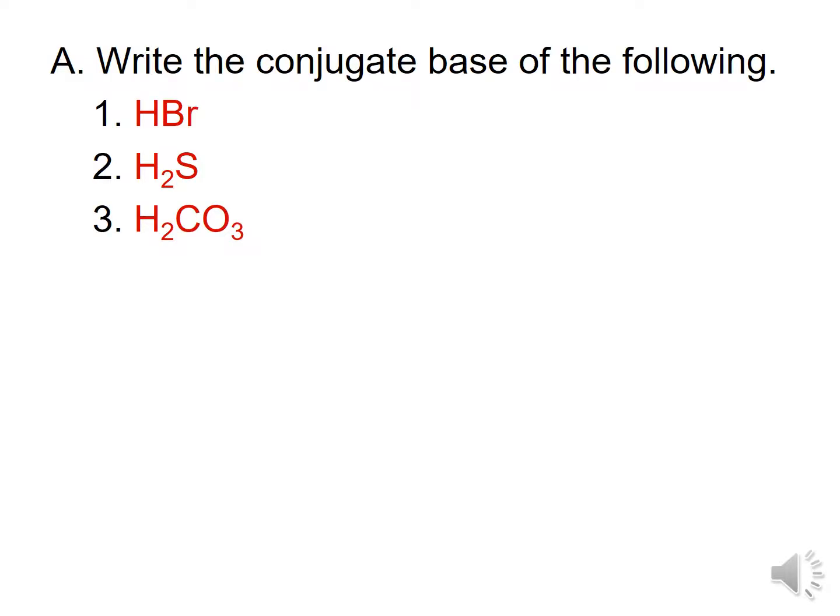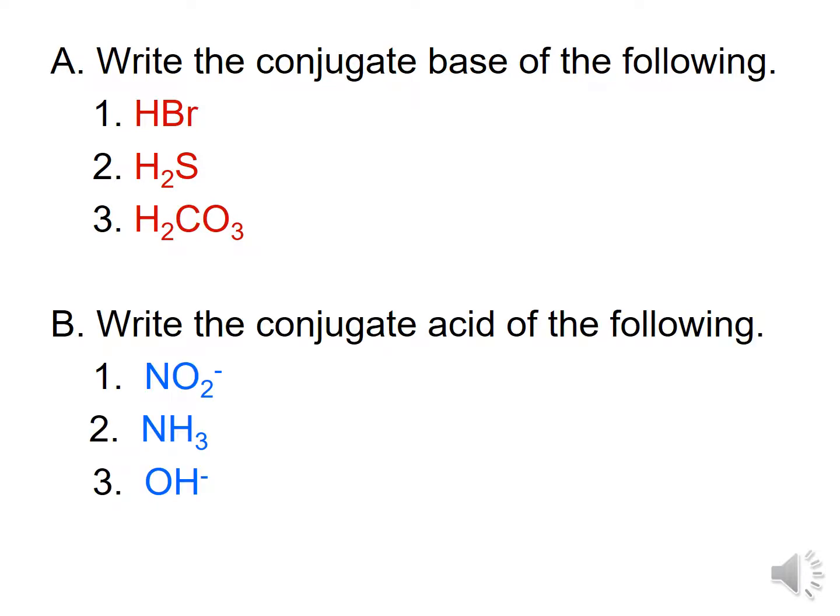If we write the conjugate base, all we do is remove H plus. So HBr would be Br minus. H2S, take away H plus, HS minus. H2CO3 is an acid, take away H plus, you get its conjugate base, HCO3 minus.